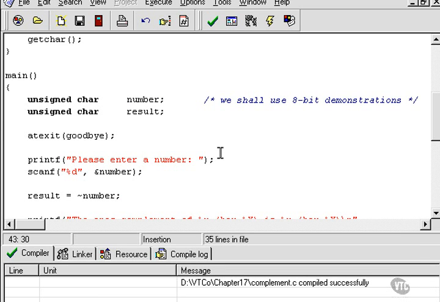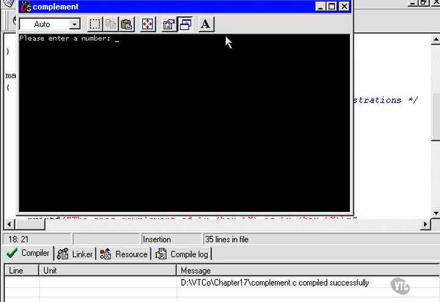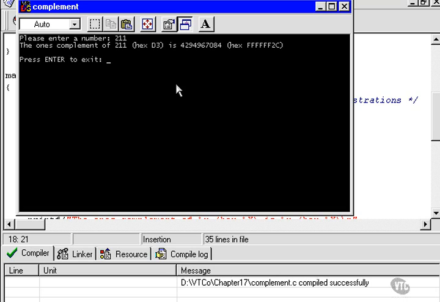Now, all of that is using 8-bit numbers. These are unsigned chars here. Remember, a char is 8 bits and only 8 bits. I can change this from a char to a long, and I can change this to a long, and we could run it all again and get different numbers. And now, if we enter 211 and get the ones complement of that, we get a very, very large number. Like I said, it's about 4 billion minus 211.